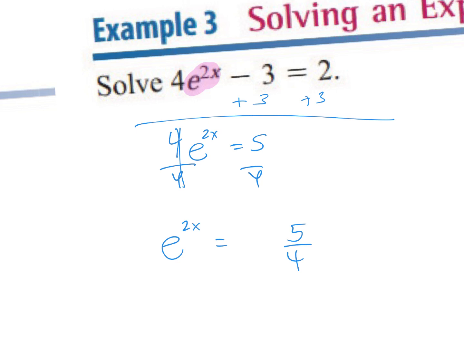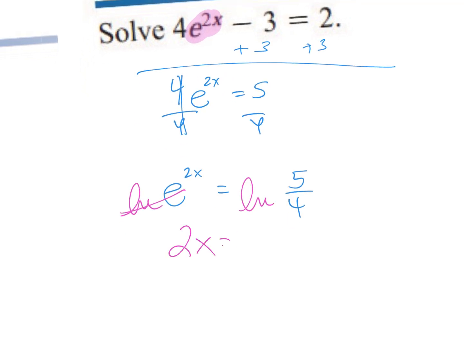Yes. So if you can't remember, look at your calculator. What's on the same button as e? ln. If I take the natural log of this side, what happens to the e and the ln? They cancel out. So what you do to one side, you do to the other. And you just simply put it in your calculator, guys. You have 2x equals the natural log of 5 divided by 4.